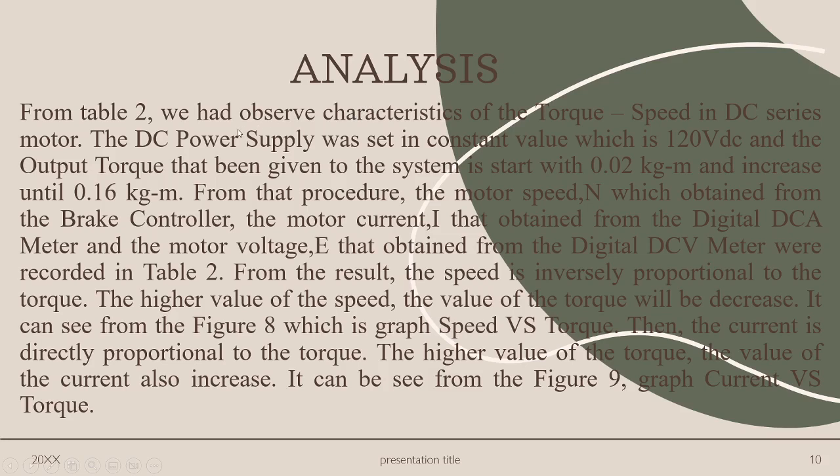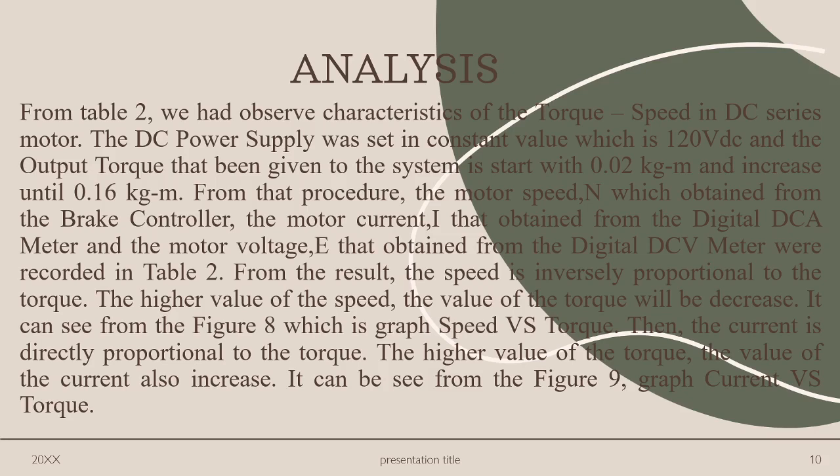For the analysis from the table, we observed the characteristic of the torque speed in the DC series motor. The DC power supply was set to a constant value, which is 120 VDC, and the output torque given to the system starts with 0.02 kg per meter and increases until 0.16 kg per meter. From the procedure, the motor speed N is obtained from the brake controller, the motor current I from the digital DC ammeter, and the motor voltage E from the digital DC meter, and they were recorded in the table.